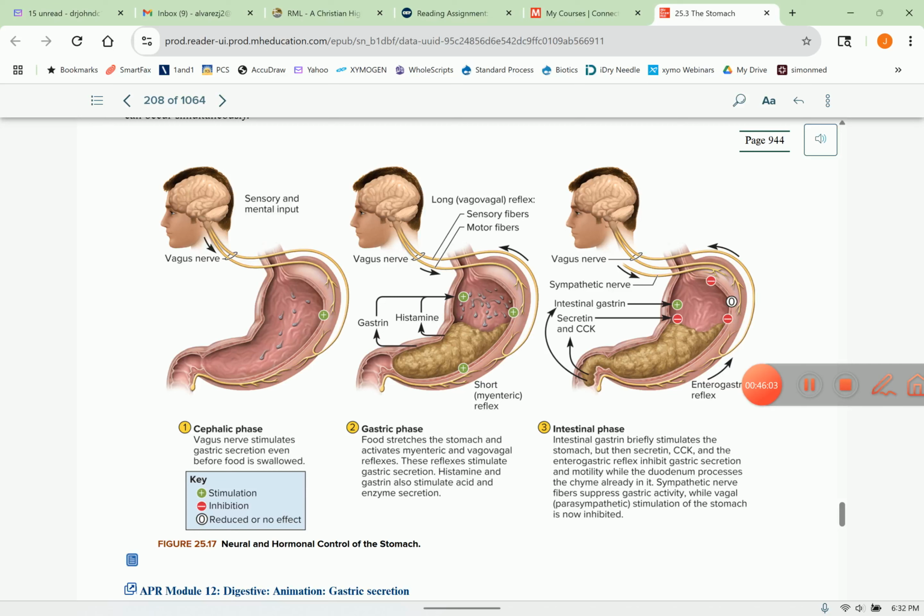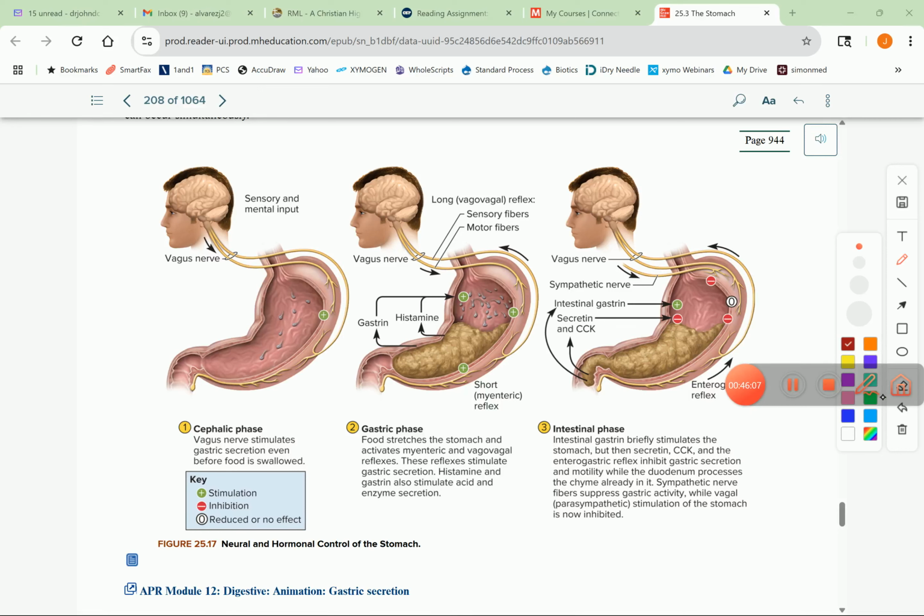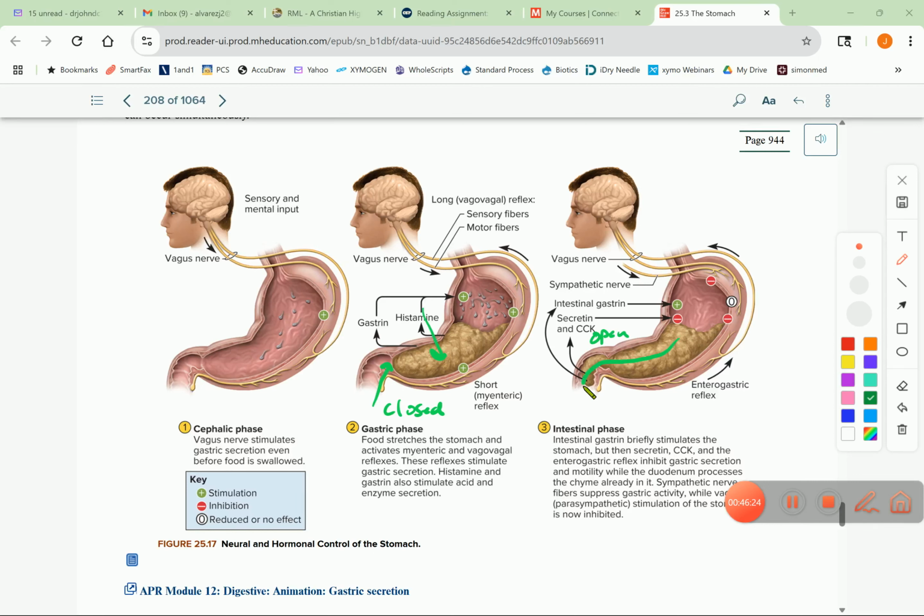All right, here's an example of the chyme. Okay, and then there's that pyloric sphincter area. So right now the pyloric sphincter is closed, and then here it is open, allowing a little bit of that chyme to enter into the duodenum.